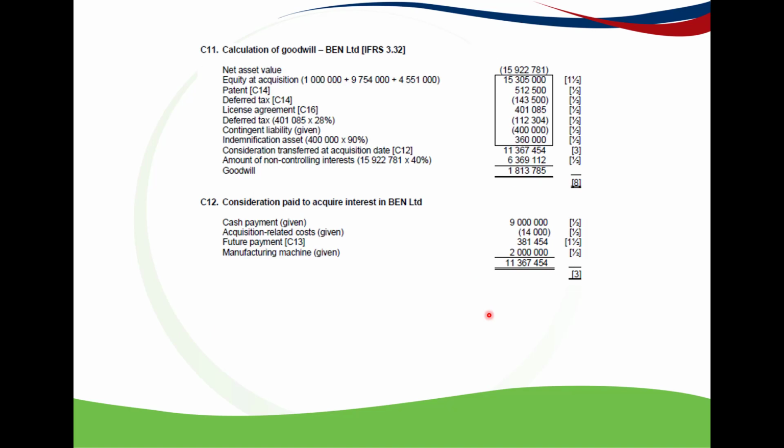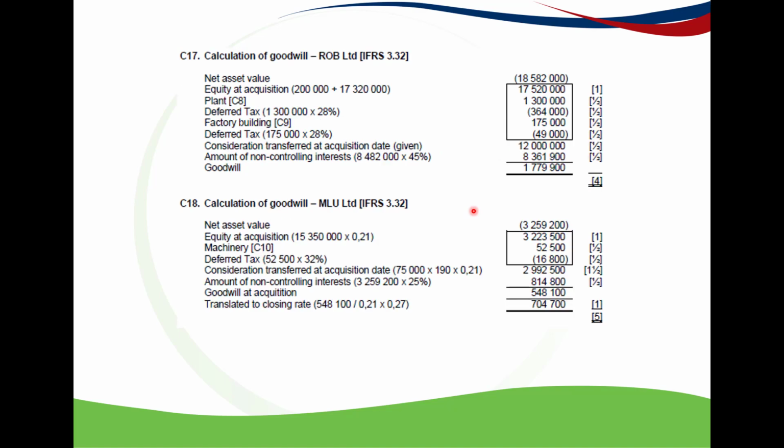So here's our calculation of the goodwill. First of all for Ben, but like I say, we've already been through it. There's the equity at acquisition, the fair value adjustments at acquisition, what we paid for it, NCI's portion, and then goodwill. The calculation for Rob, again, equity at acquisition, the fair value adjustments and deferred tax, consideration paid, NCI, there's our goodwill. Very easy marks to obtain.